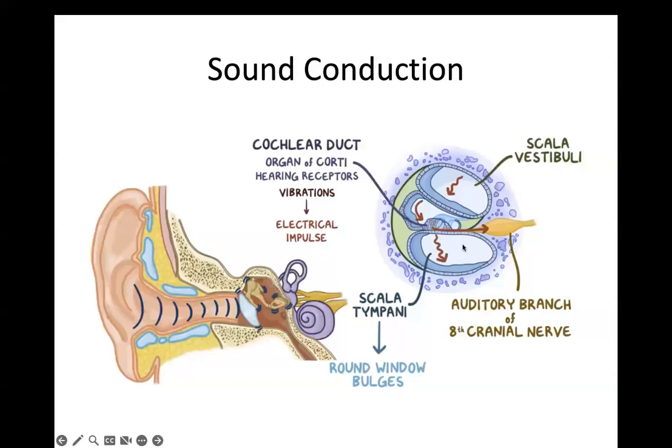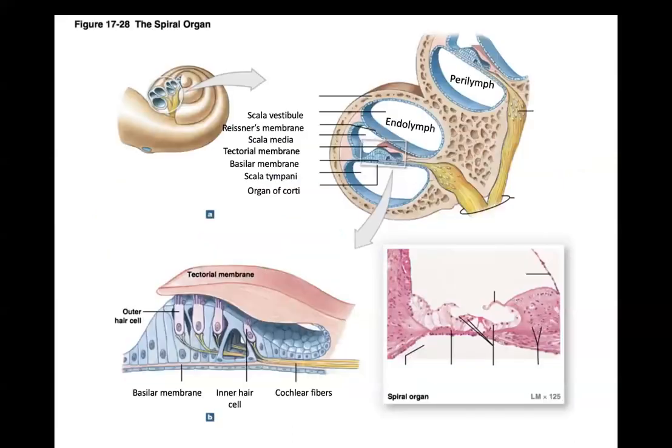The final step is when your auditory branch of your eighth cranial nerve, which is the vestibulocochlear nerve, gets stimulated by the electrical impulses. Pretty straightforward, okay? Now, I put this image because I wanted you guys to have a better visualization of how the cochlea looks and how the organ of Corti is exactly.